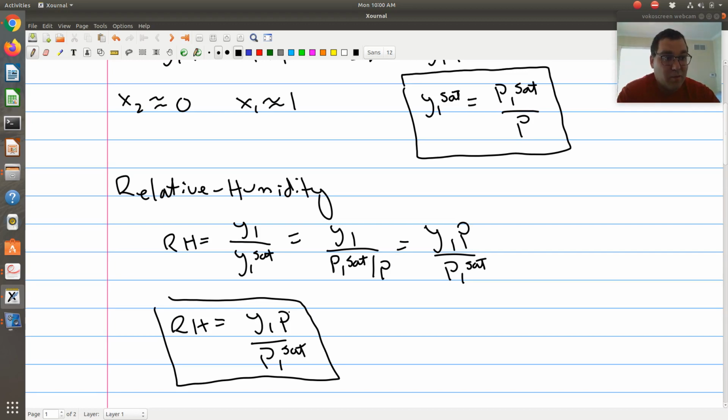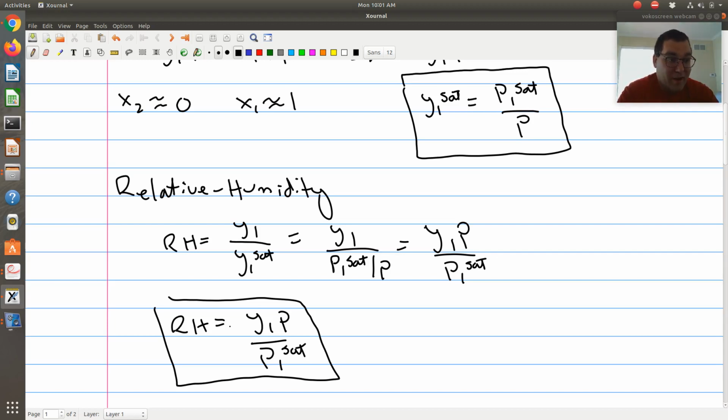It's going to be some pressure P, 1 bar. Okay, cool. Well, what happens is if my relative humidity is less than 1, then water is not condensing out of air. It's not raining. That actually tells me the air can hold more water. So I'm going to have a relative humidity less than 1.